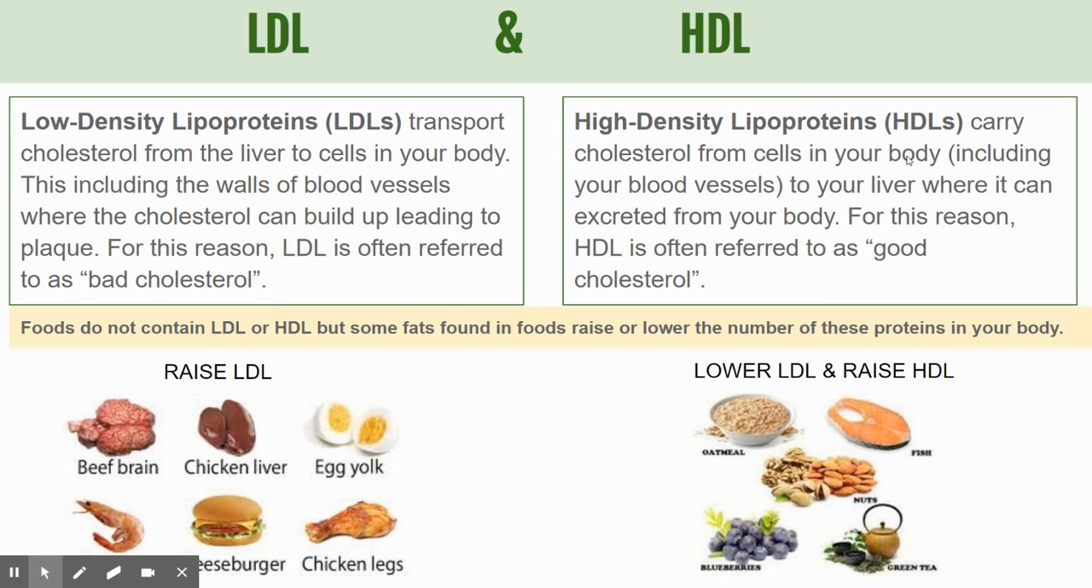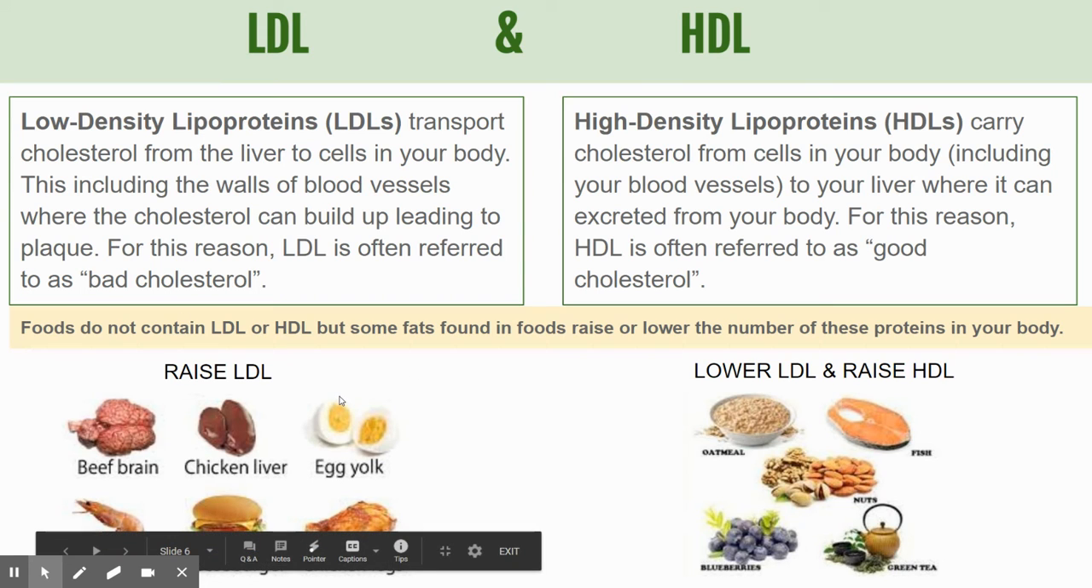So foods don't actually contain LDL or HDL, but some of the fats found in the food can raise or lower the amount of these proteins. So if you want to raise your LDL, which you don't want to, those are the bad ones. Remember, if you want to raise your bad cholesterol, you would eat more of these kinds of foods, right? So it's typically the fats that are found in meat, so animal products.